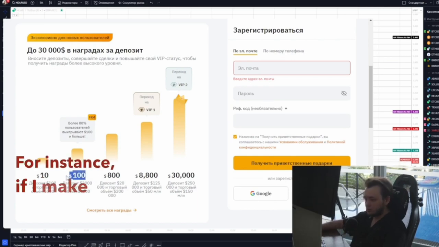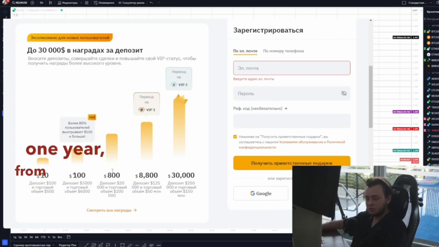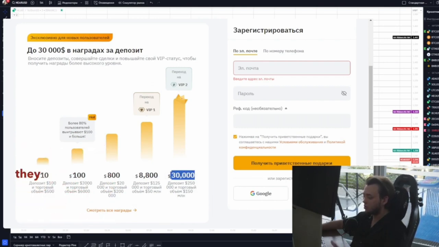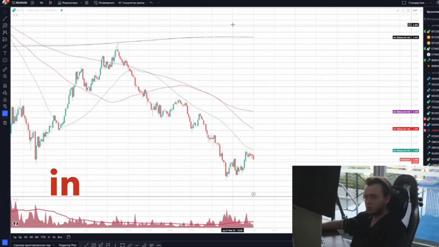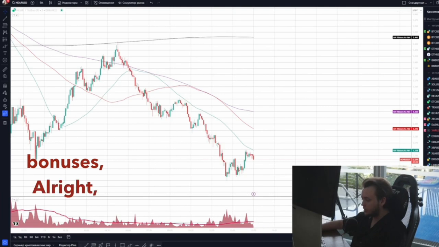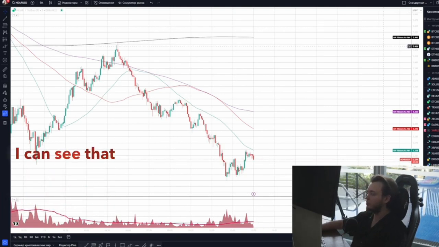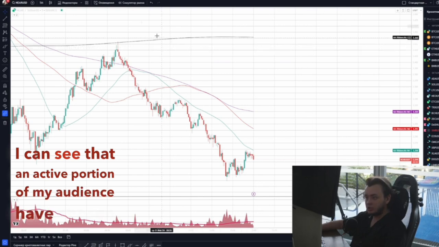For instance, if I make 10 times the money in 1 year, from these $100, you will earn $1,000 annually. Why not? Even more so if you have more than $3,000 for deposit, they may provide $30,000 in deposit bonuses. Alright, this we covered. Most of you already use Bybit. I can see that an active portion of my audience have chosen Bybit.